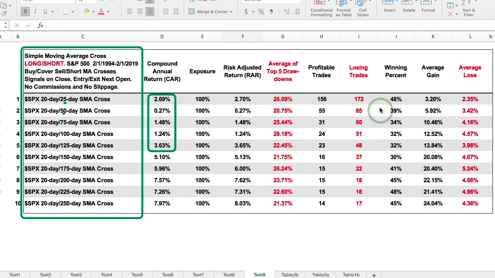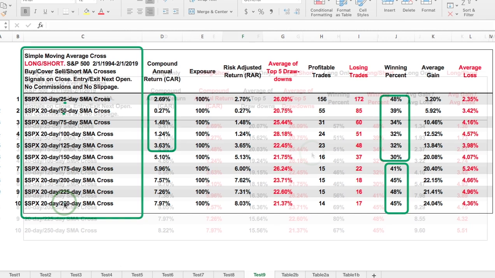And then if you look at the winning percent, it's kind of all over the place. You got 48% in the beginning, but it dropped down to 30% when you're using the 20-day, 150-day, so that's no good. And then you got above 40% when you were using a 20-day, 175-day and higher. So basically, short positions don't add that much value. And now let's look at a side-by-side comparison.